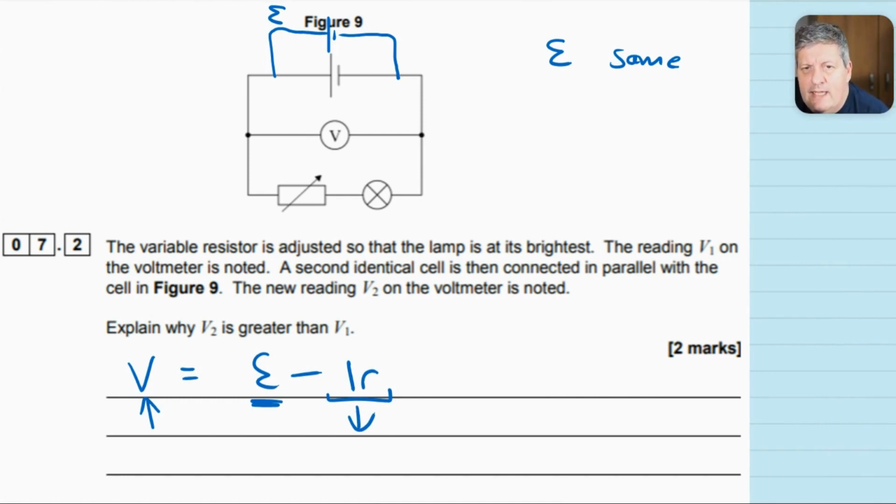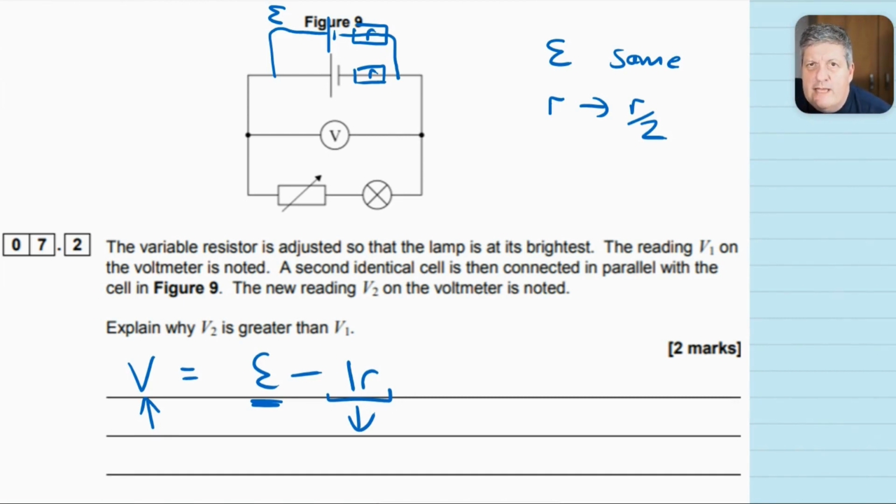Adding a second cell is equivalent, in terms of resistance, to adding a second resistor in parallel, and we know the effect of that. If you've got two resistors of the same value and you connect them in parallel, that's going to change the effective resistance. It's going to halve it. So the internal resistance halves, it goes to r over 2.